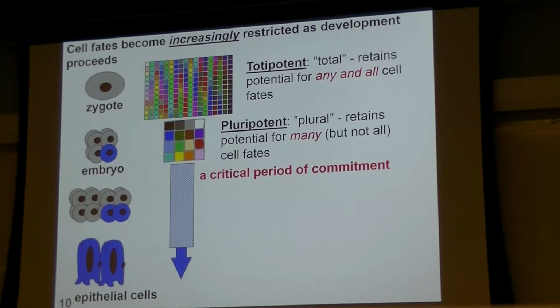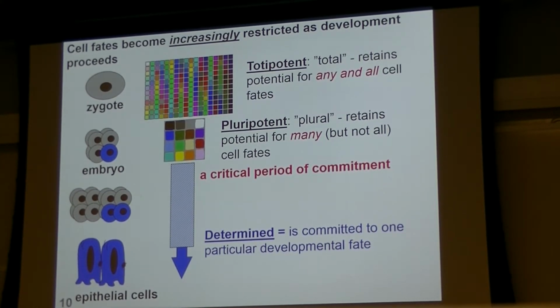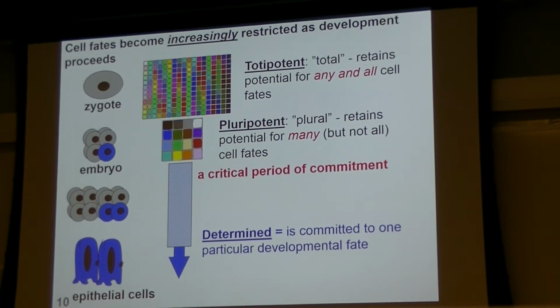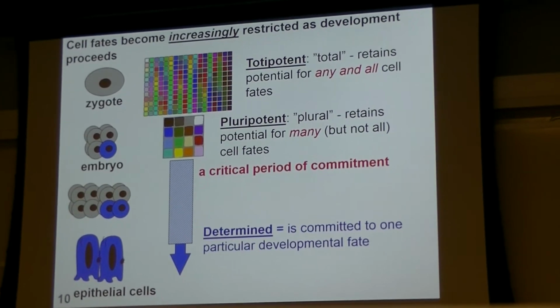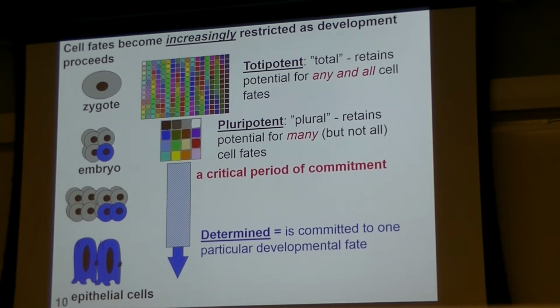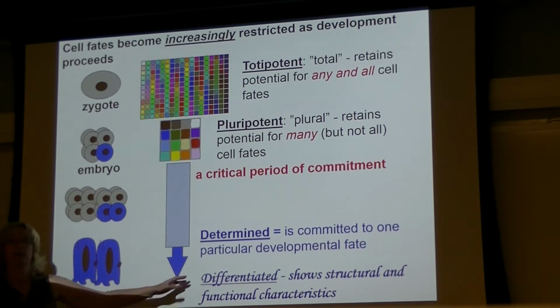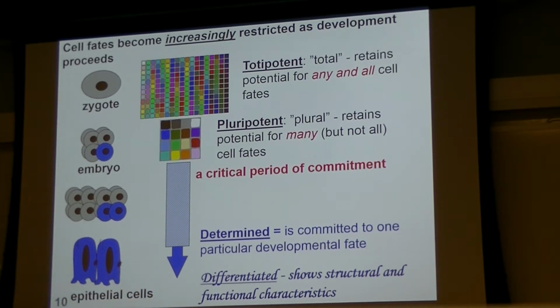Then we get a critical period of commitment. And once a cell is committed to some particular developmental fate, we call it determined. If you look at it in the organism, it may still look like a generic round cell, but internally things have been changing. Genes are turned on and off, and that cell has made a decision, if you will, that it's going to take on a certain fate. Then finally, after all that, we'll eventually get to the point where the cell is showing the structural and functional characteristics of a differentiated cell. So we can term it differentiated at that point.